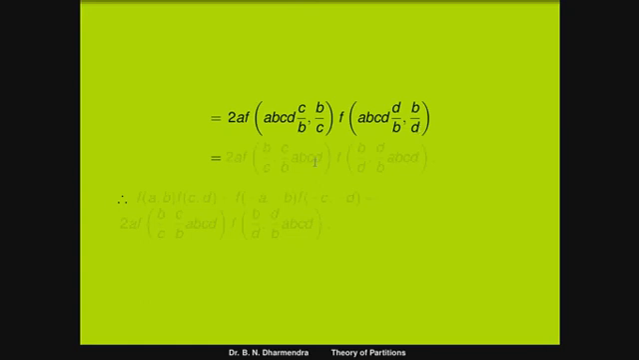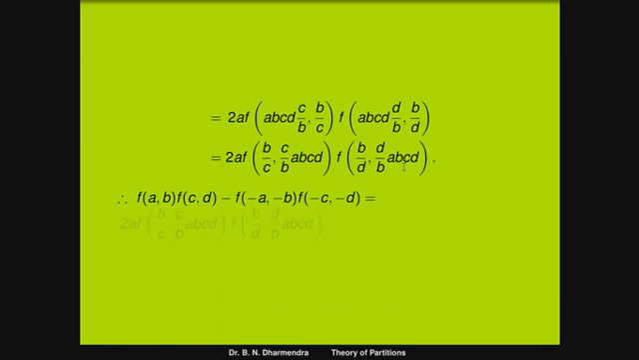So it can be rewritten using that result as 2a times f(b/c, c/b) abcd into f(b/d, d/b) abcd. Hence the result is f(a,b) f(c,d) minus f(-a,-b) f(-c,-d) equal to 2a times f(b/c, c/b) abcd into f(b/d, d/b) abcd. So that is Entry 29, the first and second result.